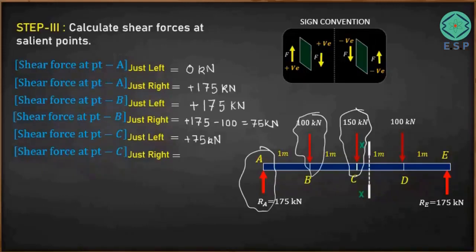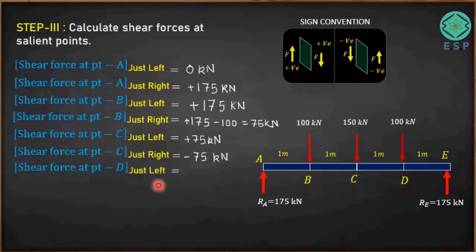So you can simply see from here it is 175 minus 250, and if you simplify it further, this value will turn out to be minus 75 kilonewton. Okay, is it clear? The shear force at point C just right is going to be minus 75 kilonewton. Now we would like to find the shear force at point D.